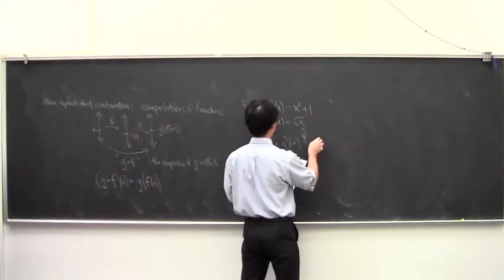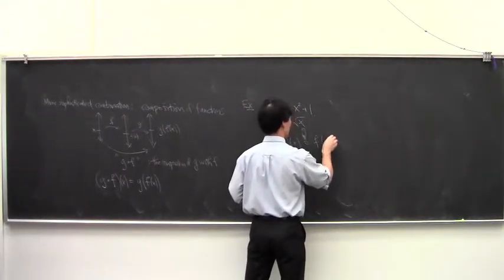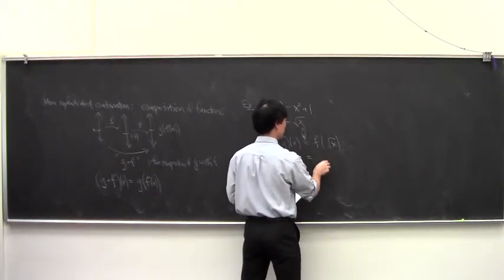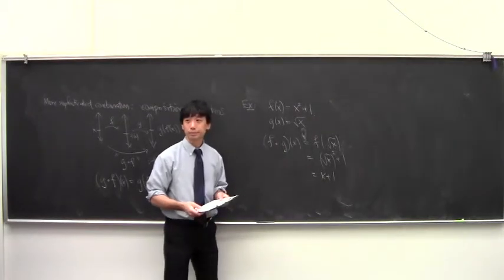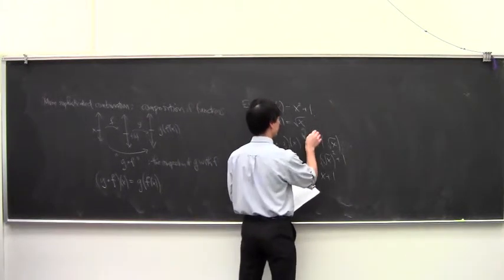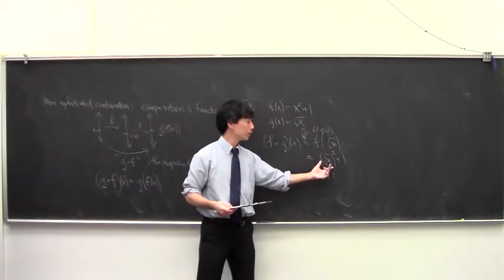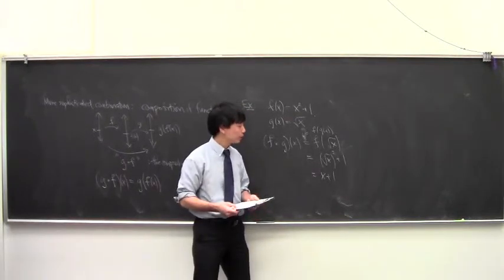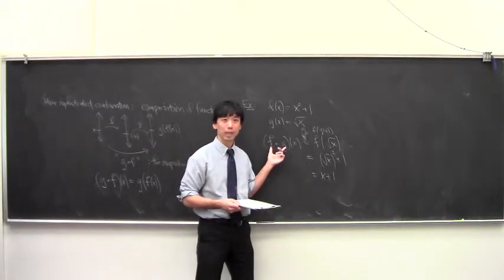Let me do it slowly. It'll be f of g of x. You take f, which squares whatever you feed it and adds on 1. So that's f of the square root of x, in other words, the square root of x squared plus 1, which is x plus 1. A quick trick question: what's the domain of this composition?